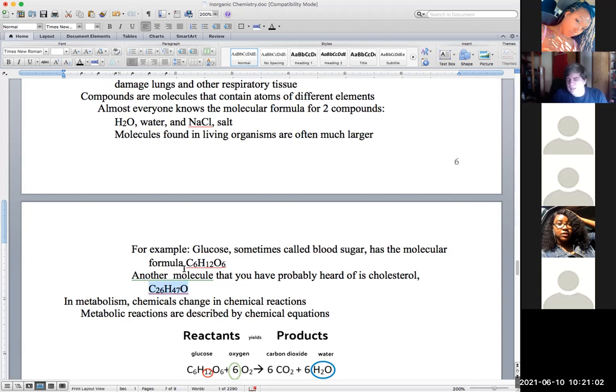So glucose and cholesterol are molecules, because a molecule just means we have more than 1 atom stuck together, but they're also compounds because all the atoms aren't the same.